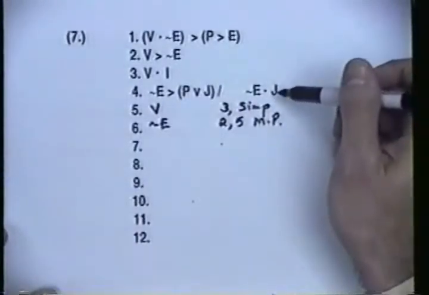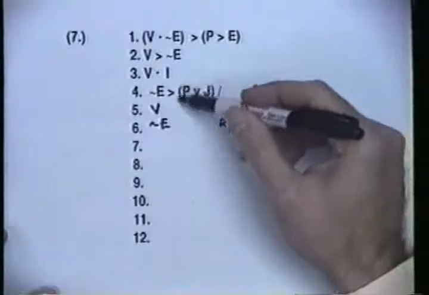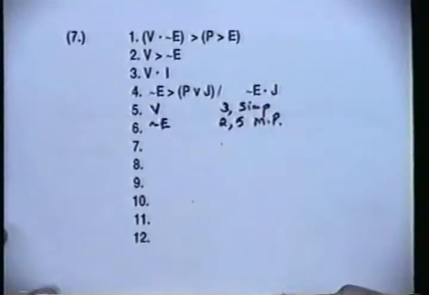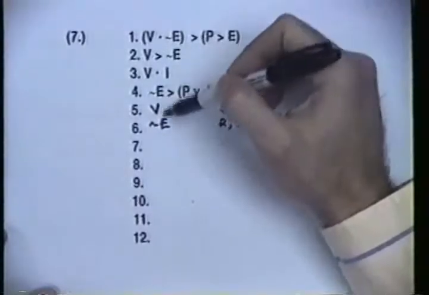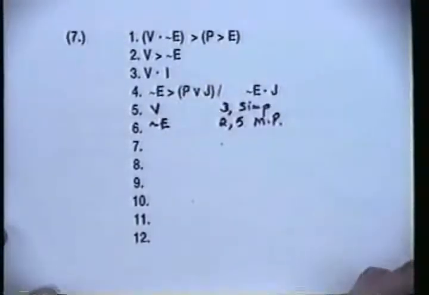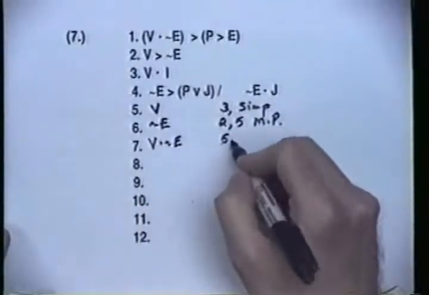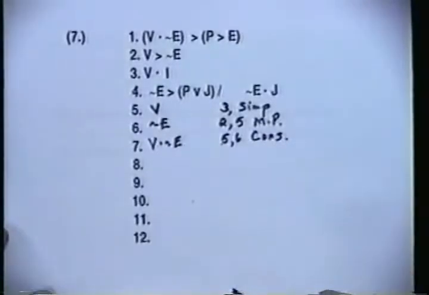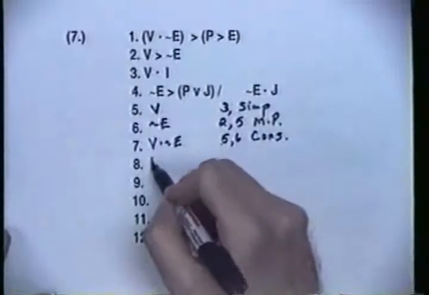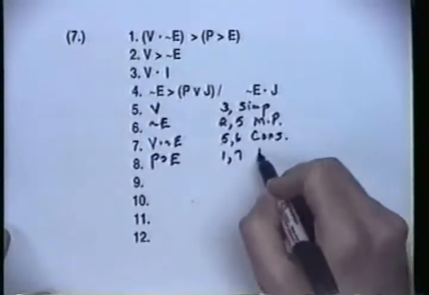Remember, we're going to get that by trying to get into line 1, first of all, and then ultimately use not P to alter line 4. So we need to have V and not E. We have that right here in 5 and 6, so we simply put them together, V and not E. We cite 5 and 6, conjunction. That, remember, gives us by modus ponens P hooks E, line 1 and line 7, modus ponens.